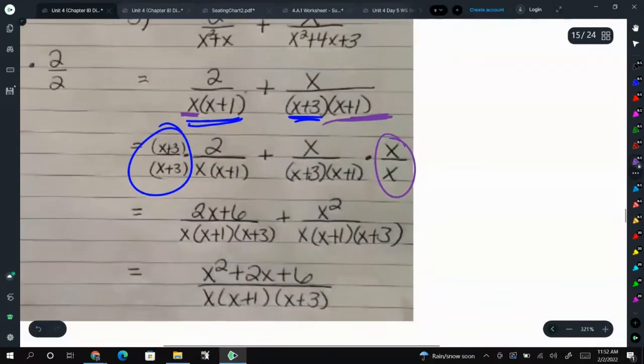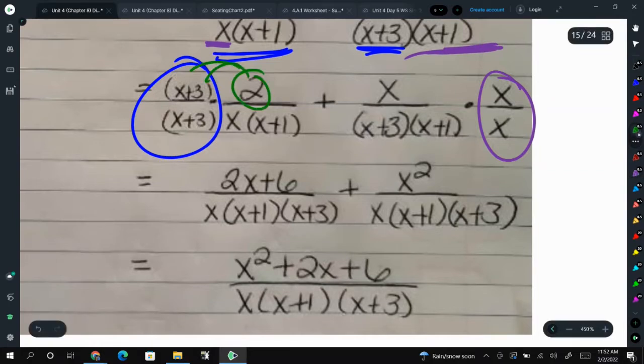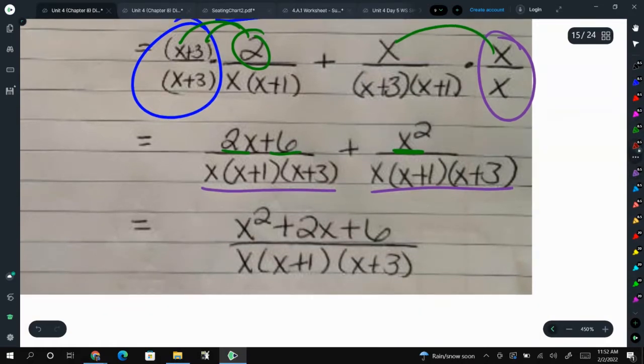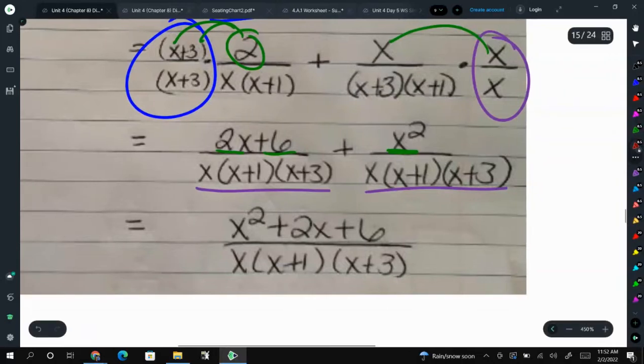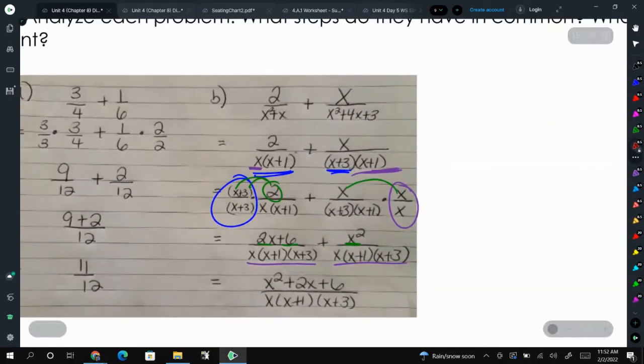And then we distributed on top, but left the bottom alone. So I hope you can recognize that. We took 2 and multiplied it by those to get 2x plus 6. And then x times x is x squared. But then the denominator is in all factored form. And then you combine like terms in the numerator. And then you check, is this factorable? And it happens in this case, it's not factorable. So it's the same process, it just looks a little bit more confusing. It might take a little bit longer, but we found a common denominator.